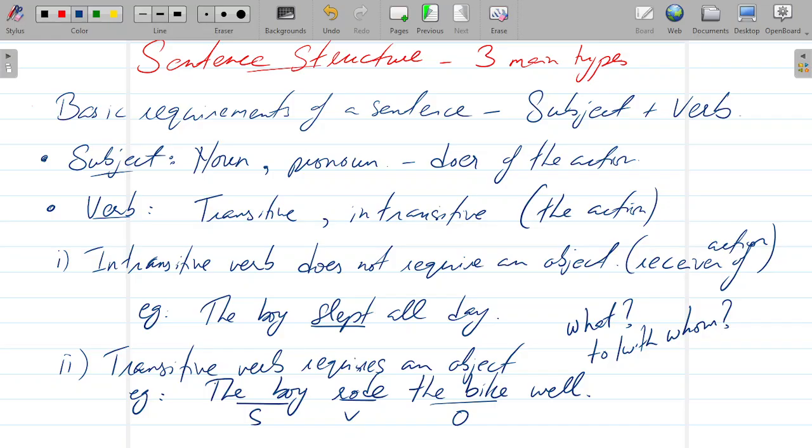The boy rode why? Okay, now I can ask that question. Why was he riding? Why was he sleeping? How long did he sleep? Where did he sleep? Not those. Right? It's not like you can ask any question and that makes it a transitive verb.